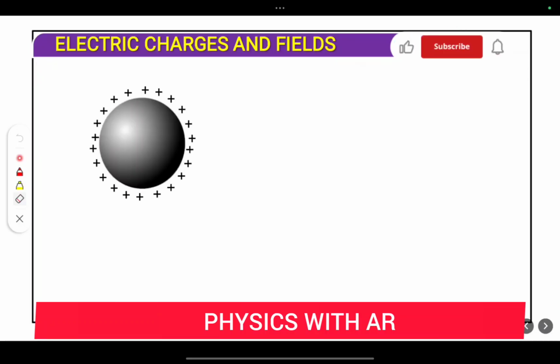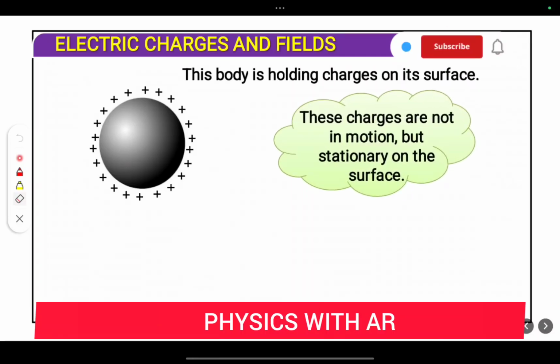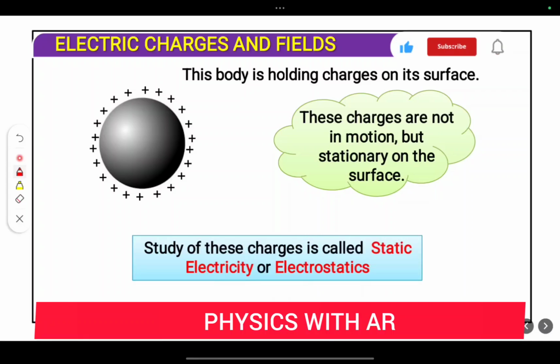If you take a body which is charged on its surface, as shown here, this represents a positively charged body. All these positive charges are not in motion but at rest, which is nothing but stationary. The study of these charges is called static electricity or electrostatics.